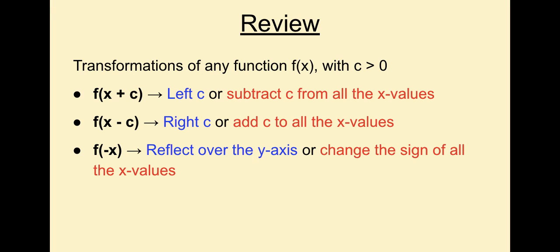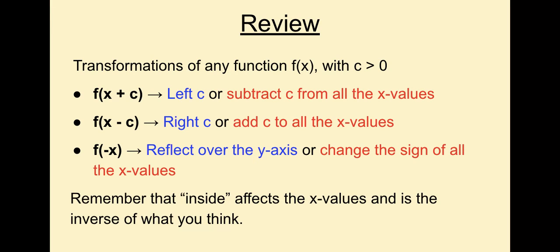So now in transformations, remember, when you mess with the inside, the inputs, this affects the x values, and it's always the inverse of what you think. When we mess with the inputs, we need to compensate for our transformations, or our additions. So when I add c, the compensation is to subtract c from all the x's. When I subtract c, the compensation is to add c to all the x's. So it's that kind of stuff.